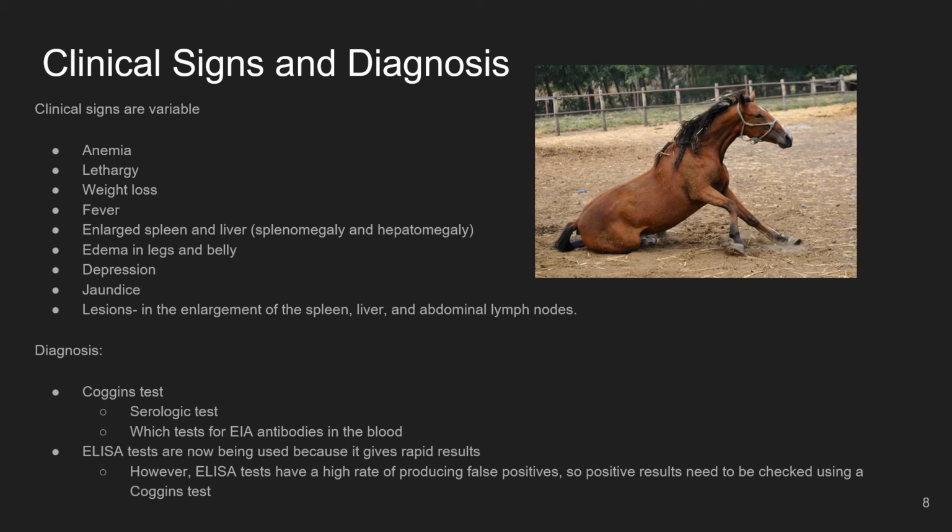The way to diagnose this is the Coggins test. A Coggins test is produced anytime an animal is traveling out of state or after a pre-purchase exam.